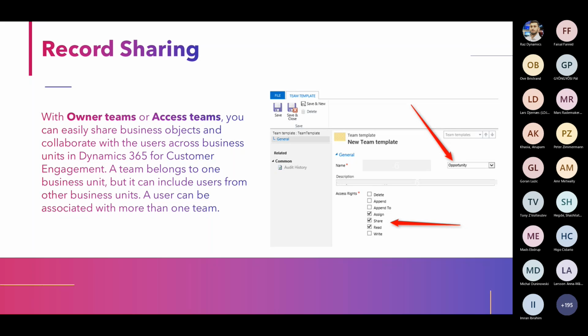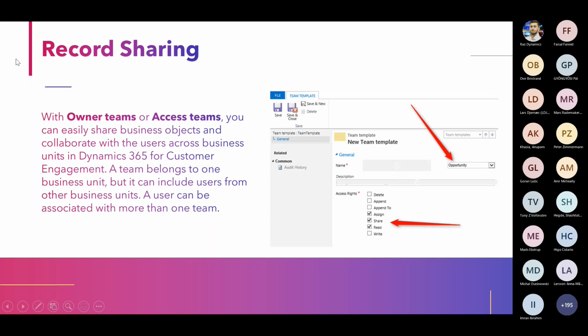Now you can simply create an access team, as you can see here, I have just created one. The members added to this team will have the assign, share, read, and write capabilities. With both the owner team and the access team, you can easily share your business objects, meaning your data, and collaborate with other users across your business units. Teams belong to one business unit, but can include users from other business units. A user can be associated with one or more teams.